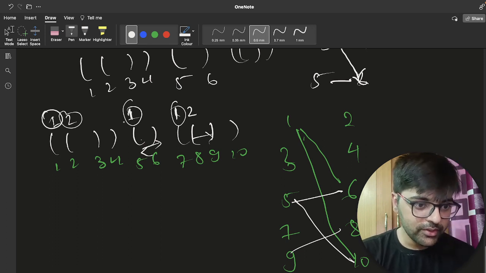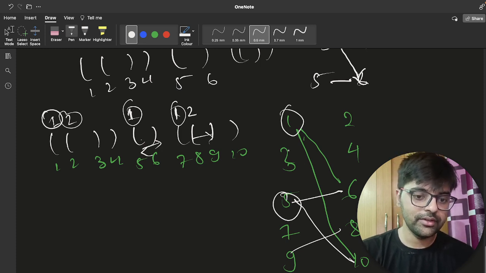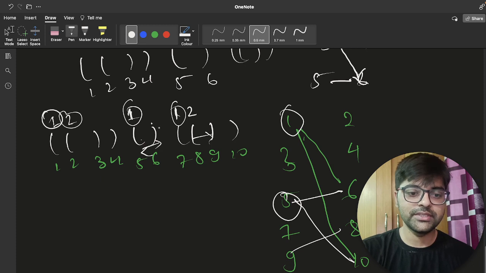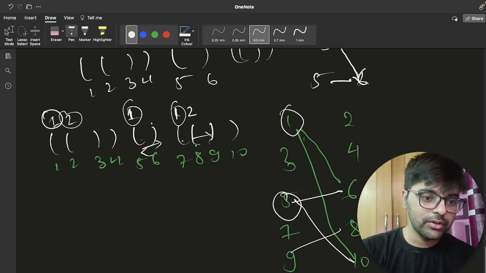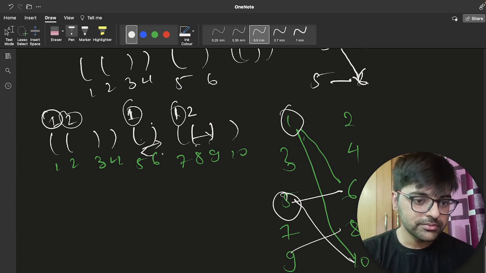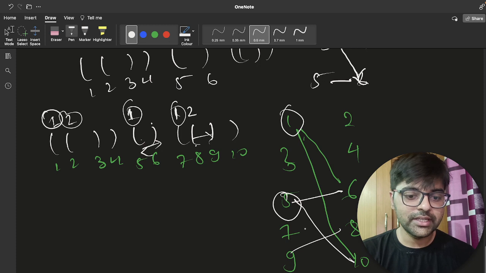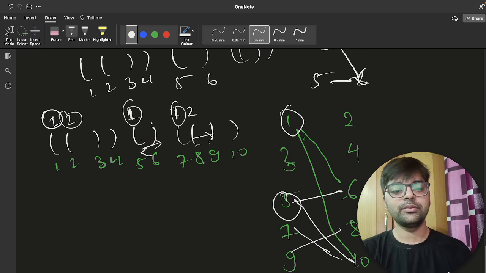So 5 has level 1. Consider 1, then there is 5. You will see that 1 and 5 are connected, and this is 7. So will 1 and 7 be connected? 7 to 10 is connected, right? And 10 and 5 are connected. So this 7 to 10 will also get connected.